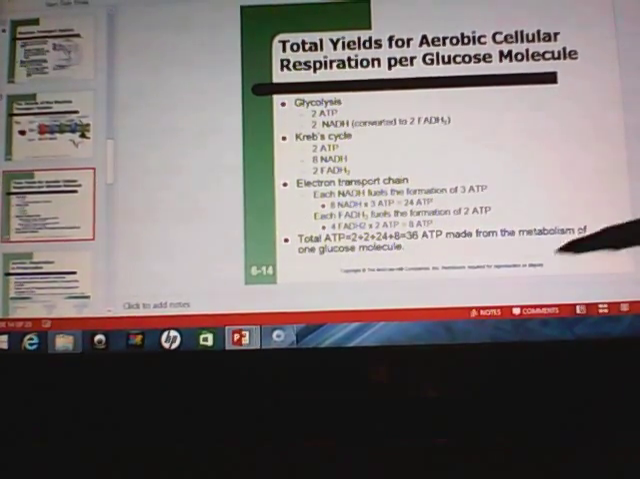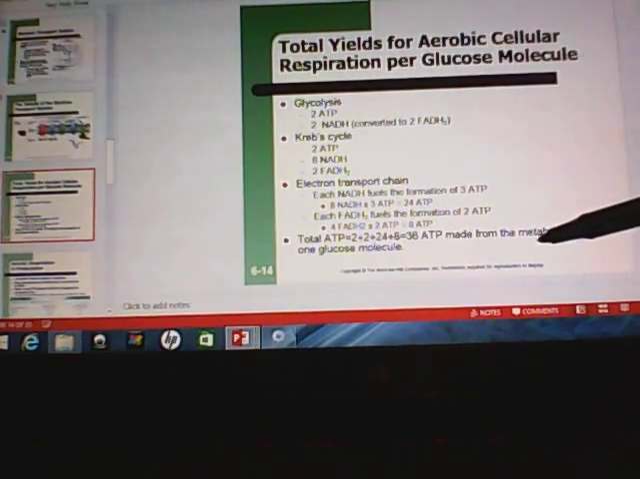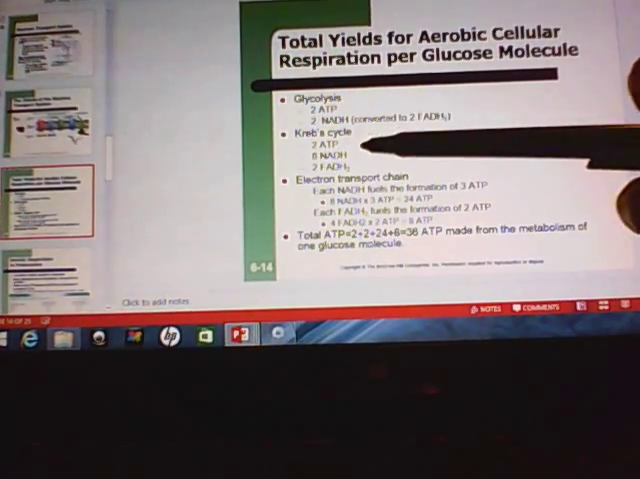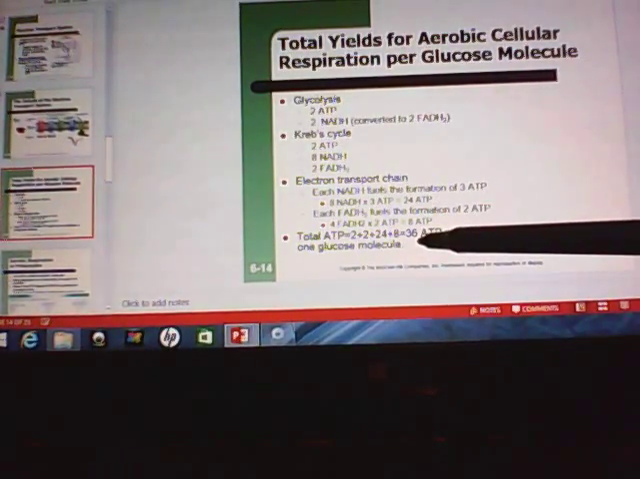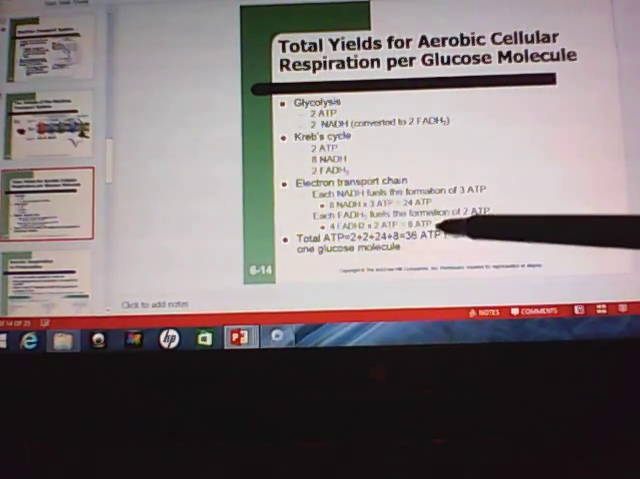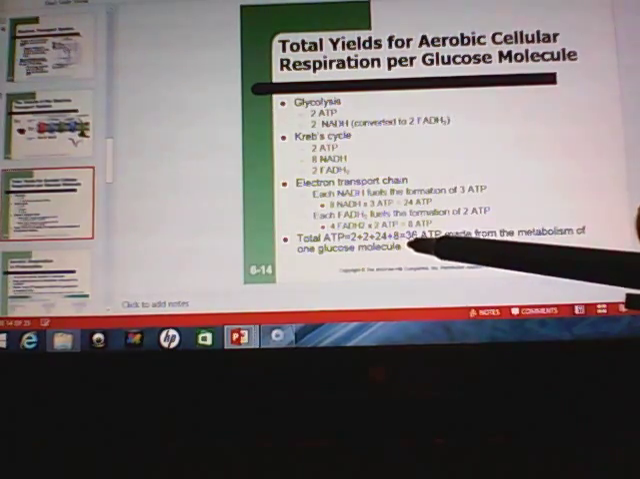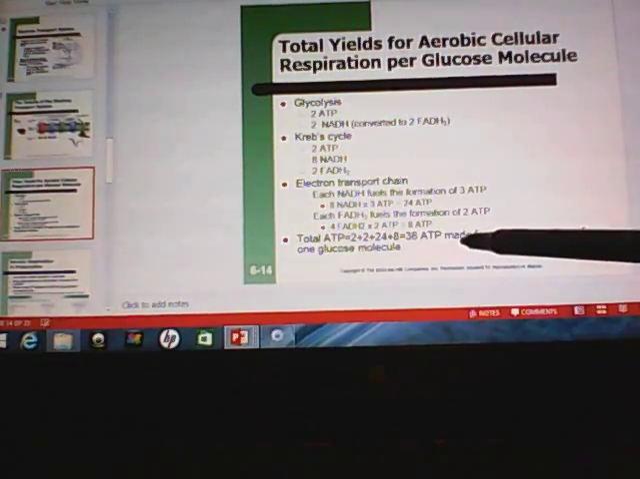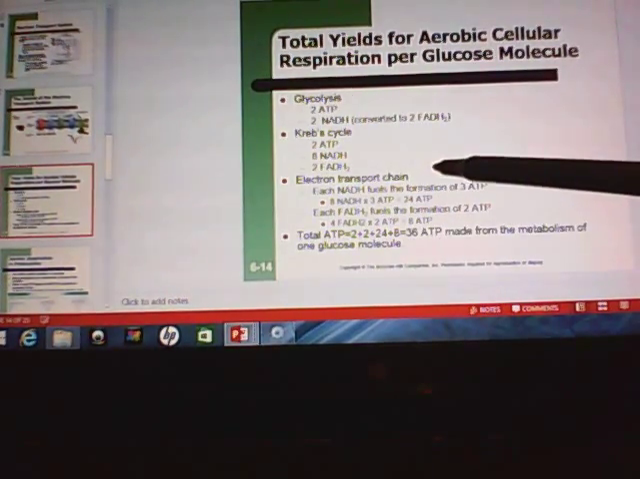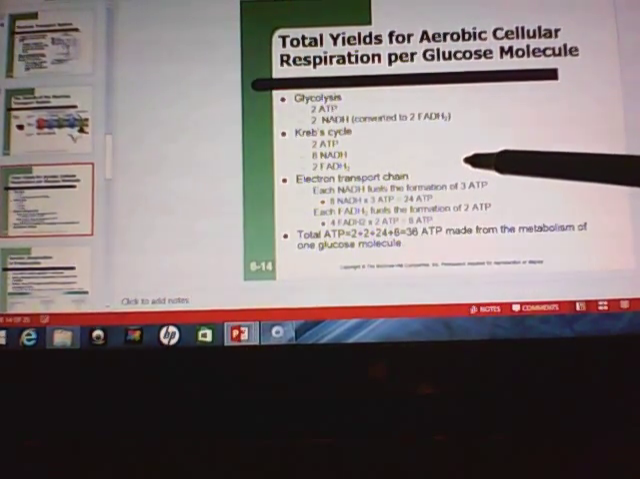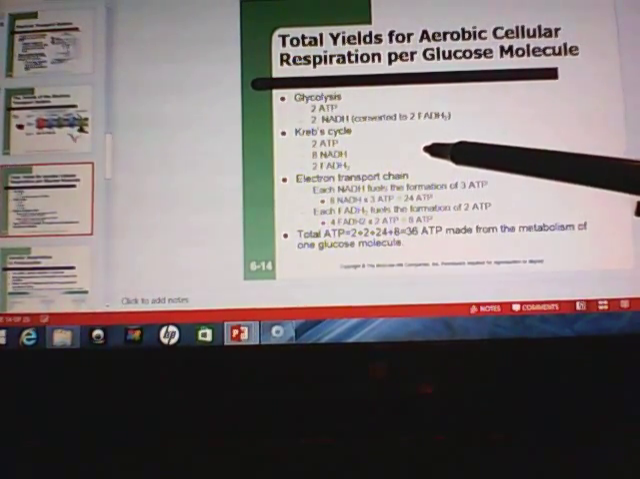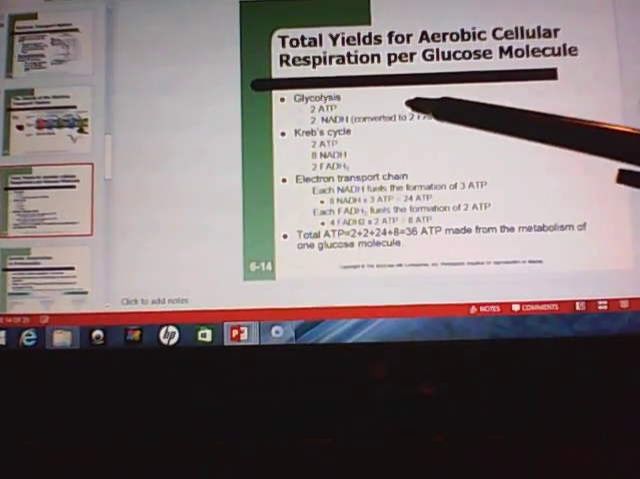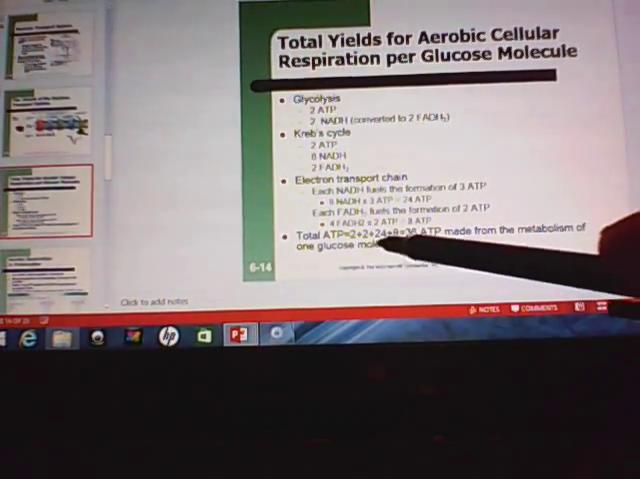Note the total yield of ATPs for aerobic cellular respiration. Glycolysis, you make 2. Krebs, you make 2. And in the electron transport, you make a total of 32, giving us a total of 36 ATPs. So 32 in the electron transport chain, 2 in the Krebs, and 2 in glycolysis, making it 36.